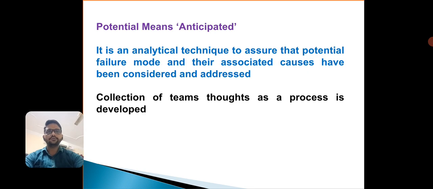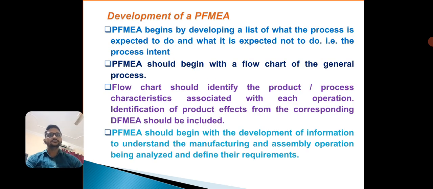Next is process FMEA. Potential means anticipated. It is an analytical technique to assure that potential failure modes and their associated causes have been considered and addressed. Next is development of a PFMEA. PFMEA is developed from a list of what the process is expected to do and what it is expected not to do.